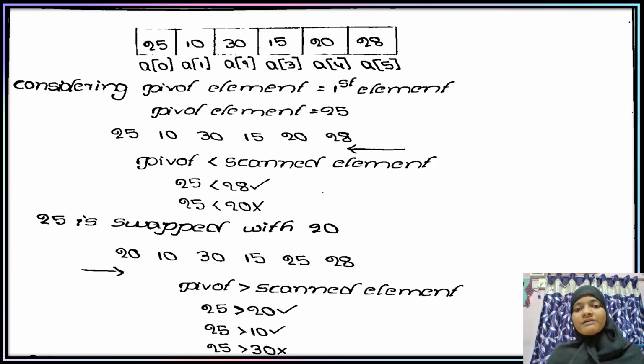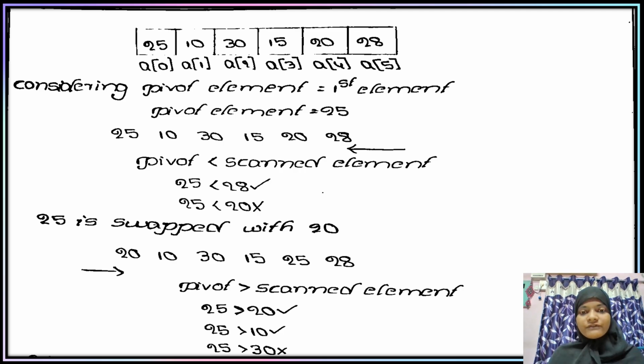As I consider the pivot element from the left, the comparison would start from the right side. As we know, the elements which are present after the pivot element should be greater. So the pivot element should be less than the scanned element. So we check each and every element from the right side. 25 is greater than 28, which is false. If the statement is false, the two elements get swapped.